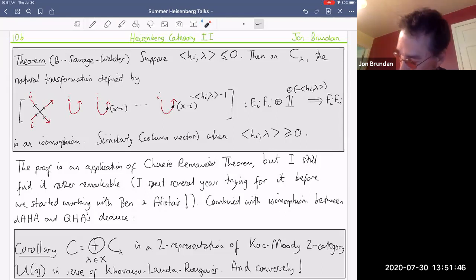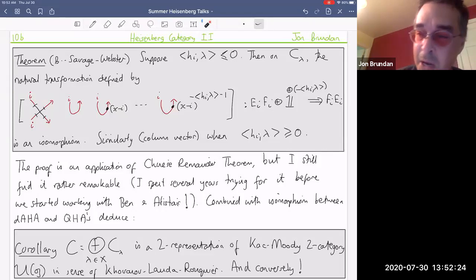And conversely, if you start with a suitable 2-representation of the Kac-Moody 2-category, you can reverse this construction and construct a Heisenberg action. There's some technical hypotheses because this central charge K has to be fixed and so on. And I could state this corollary in more fancy language. Really, there's a category of module categories over Heisenberg, and there's a category of 2-representations over the Kac-Moody 2-category. Really, these are equivalent categories. That's really what's going on in this construction. You can go back and forth.